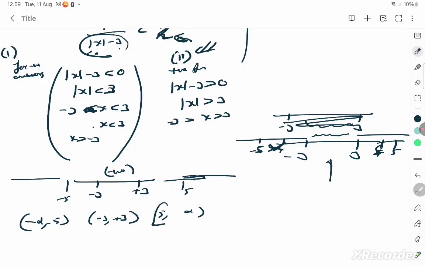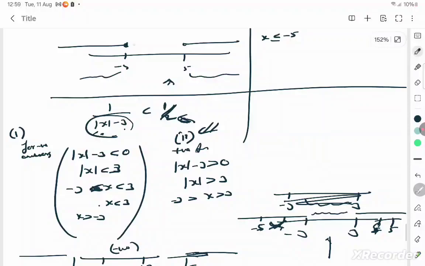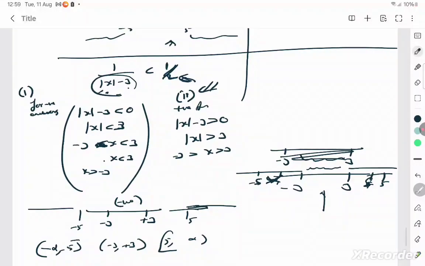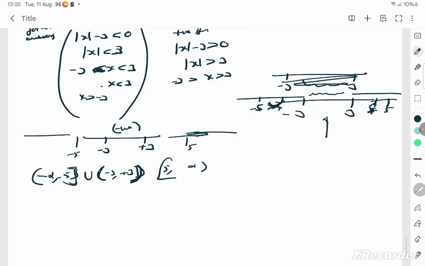And 5 can be inclusive. You already drew it with inclusive, so include it. And here anyway, you're getting minus 3 to plus 3 not inclusive. So when you do minus 3 to plus 3, it's not inclusive, and 5 to infinity, the union of this and this.